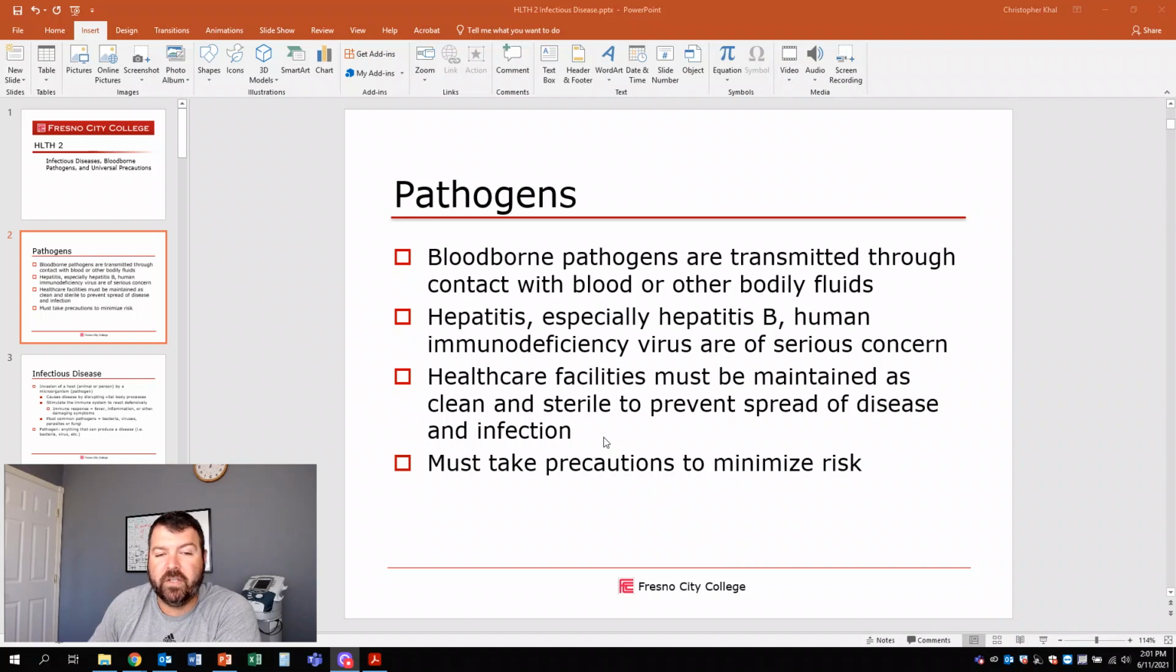Healthcare facilities must stay clean and sterile to prevent disease, infection, and the spread of that, which usually they are really good at. A lot of those protocols were bumped up due to COVID, obviously, but a lot of facilities didn't really change much because they usually have pretty high requirements.